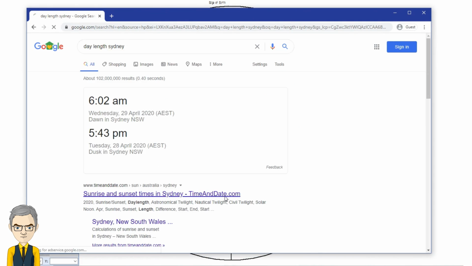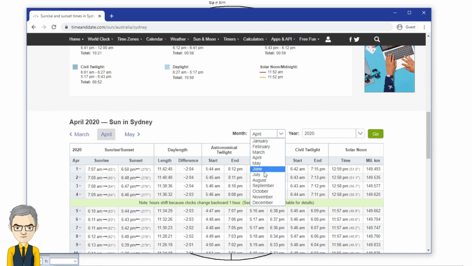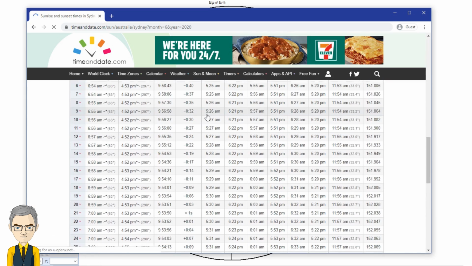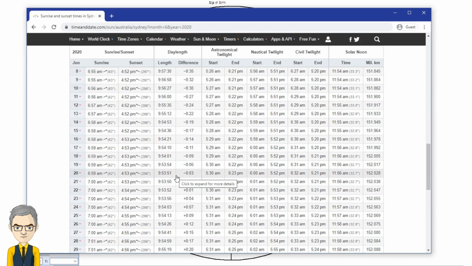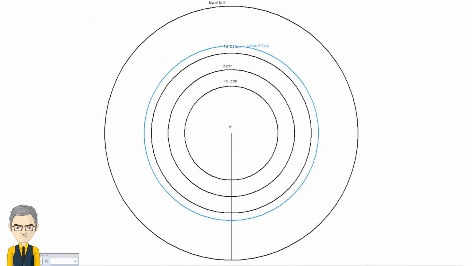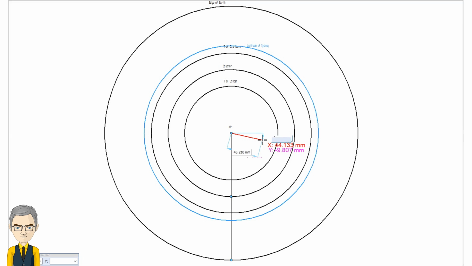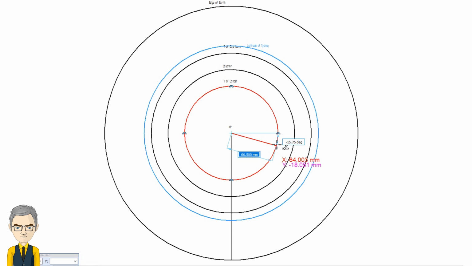Consulting timeanddate.com for Sydney allows us to determine that between sunrise and sunset on the June solstice, we experience 9 hours, 53 minutes and 50 seconds of sunlight. For simplicity, we'll call it 9 hours and 54 minutes, or 9.9 hours, which, when multiplied by 15 degrees per hour, gives 148.5 degrees as the angle through which the Sun passes during the daylight hours. Inscribing lines from the North Pole to the Tropic of Cancer at 74.25 degrees either side of the line of longitude on which Sydney lies defines the path of the Sun between sunrise and sunset.